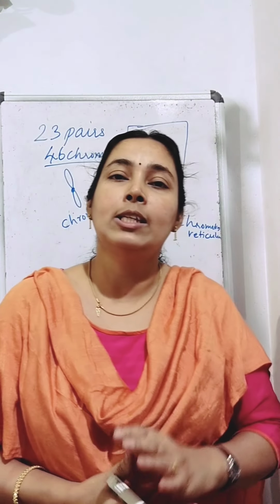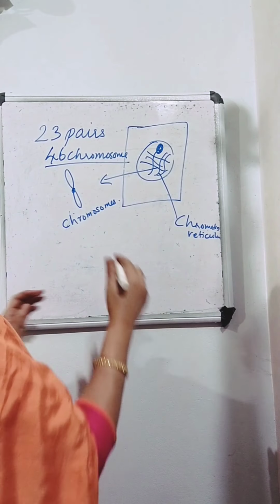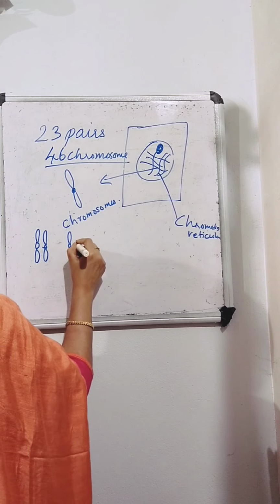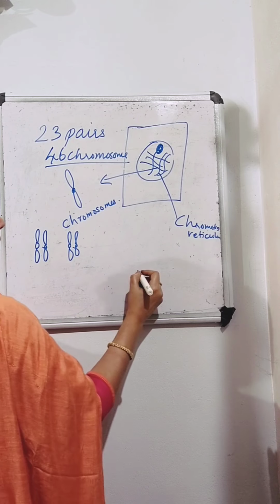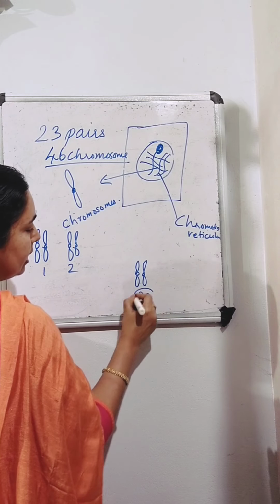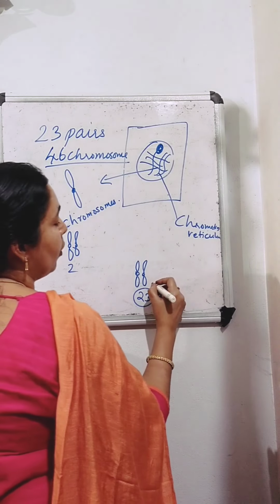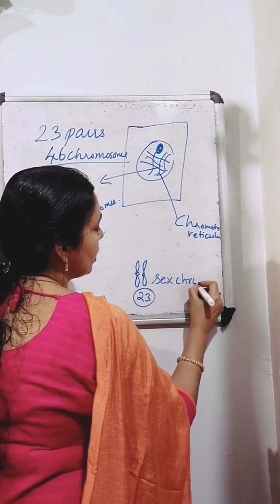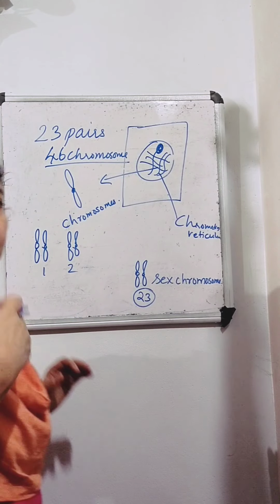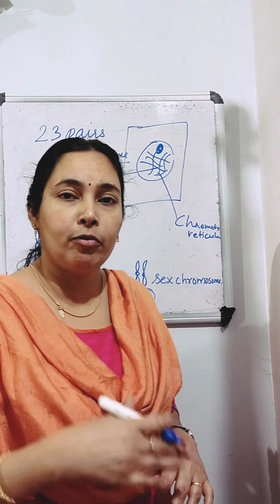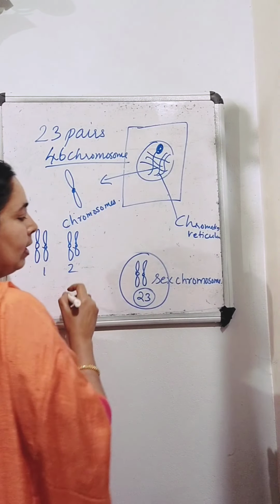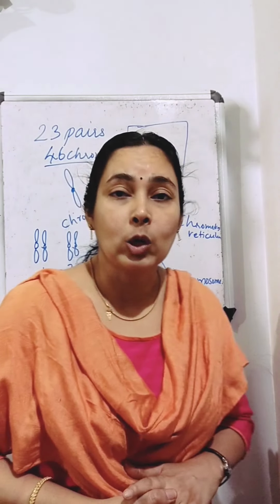Among these, there will be 23 pairs: one pair, second pair, like that. And this is the 23rd pair. This 23rd pair of chromosomes is called the sex chromosomes. It is this 23rd pair that determines the sex of a person, whether male or female. That is determined by the sex chromosomes.